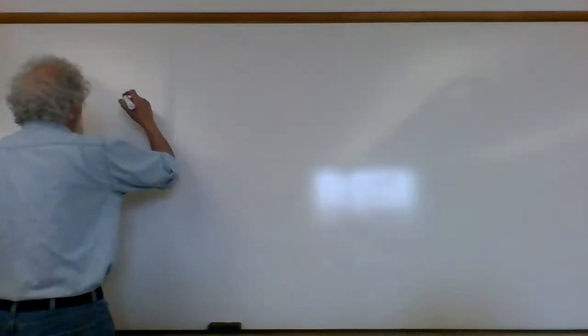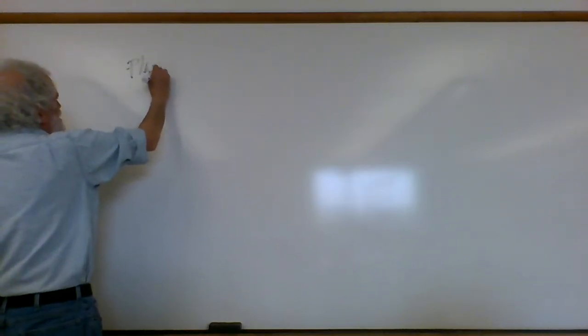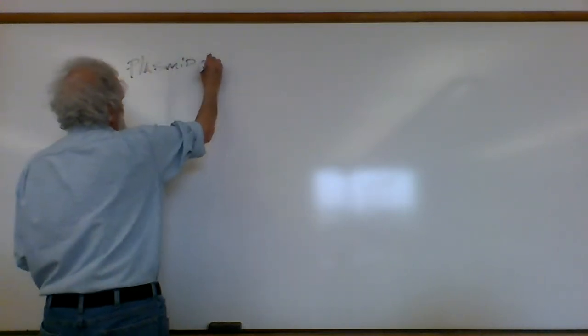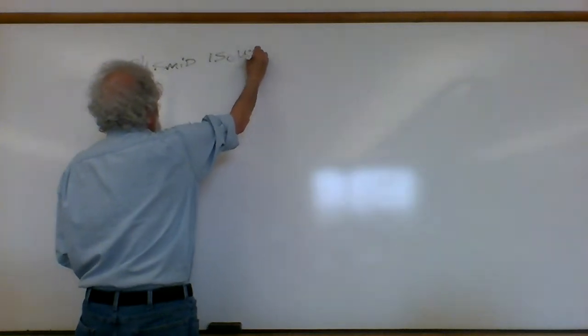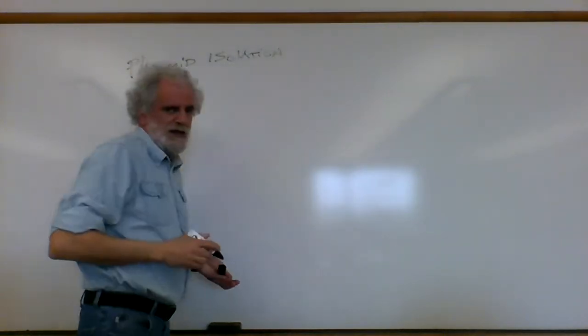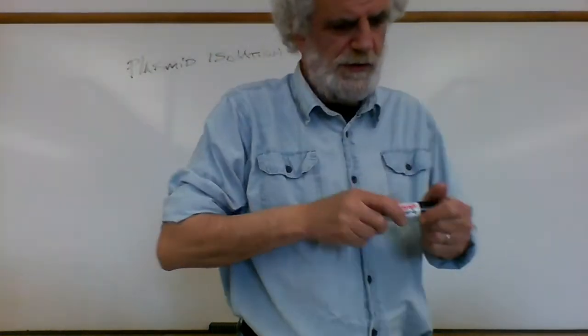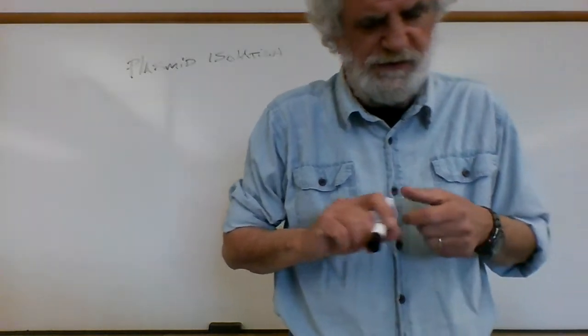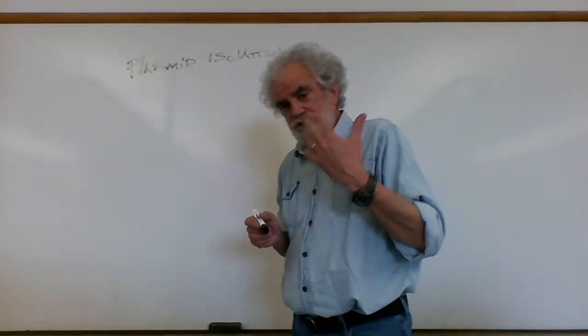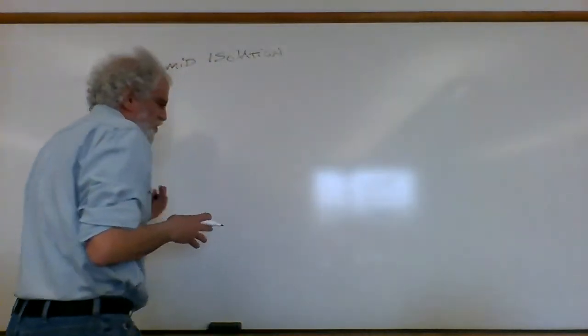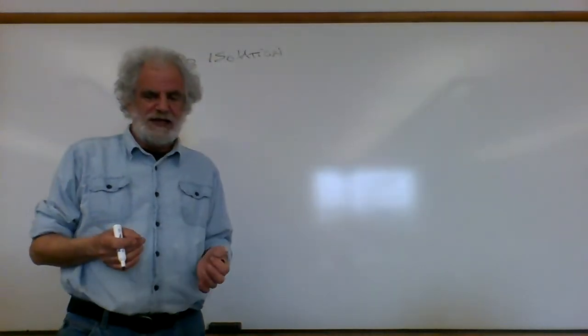Specifically, what we're going to do today is something that is known as plasmid isolation. And let's see if we can have a better marker. So a plasmid is what's referred to as an extra chromosomal piece of DNA.